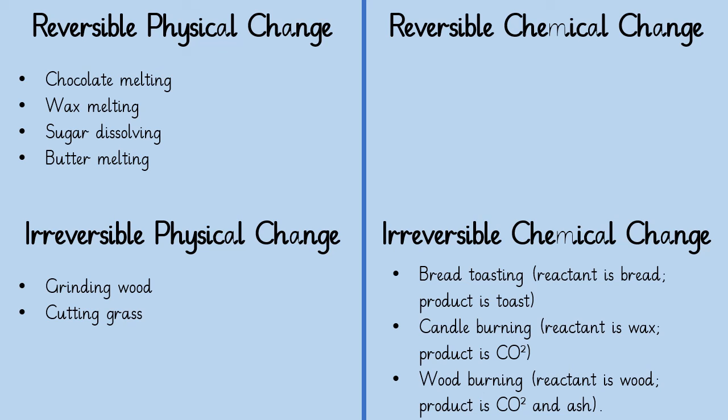And the wood burning as well. The reactant is wood and the product is carbon dioxide and ash. So that's also a chemical change. And with all of those, you can't get the original product back. So they were all reversible physical changes or irreversible chemical changes.